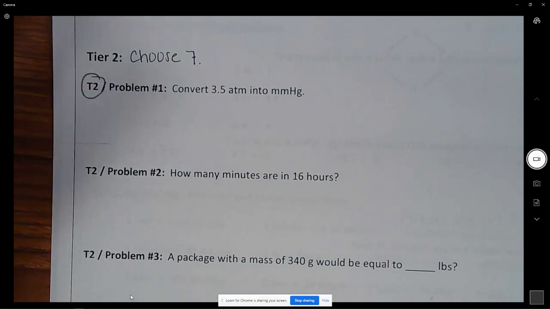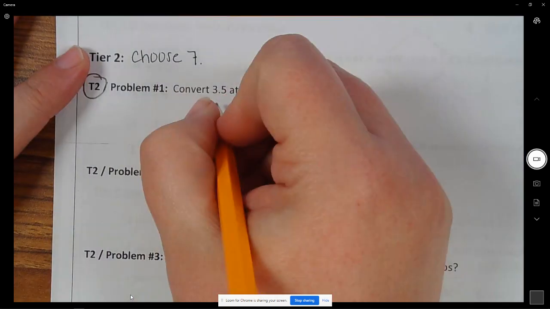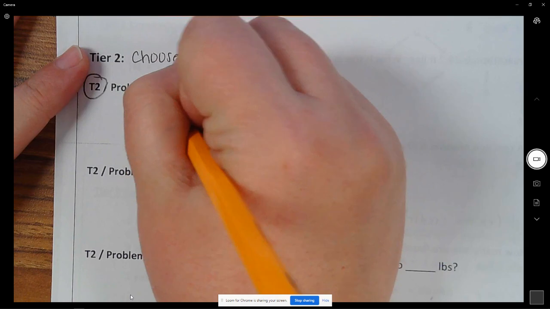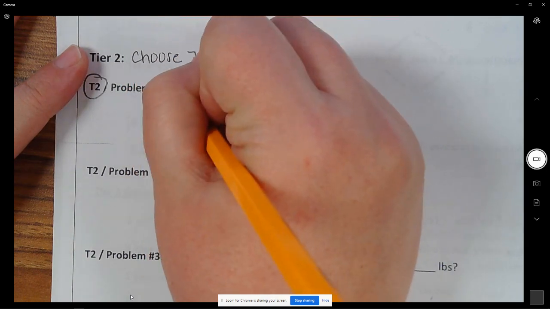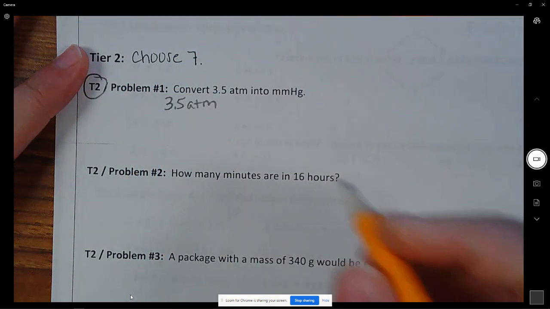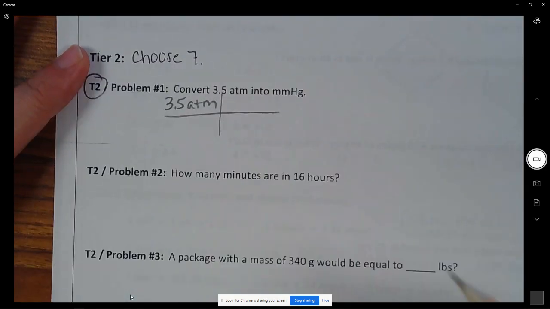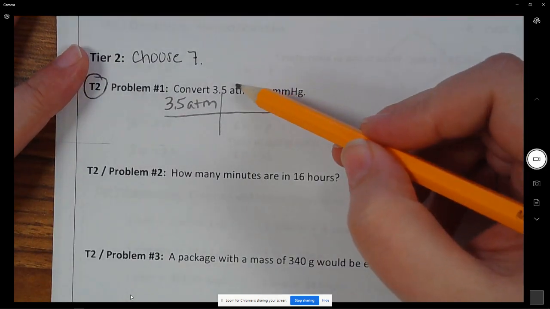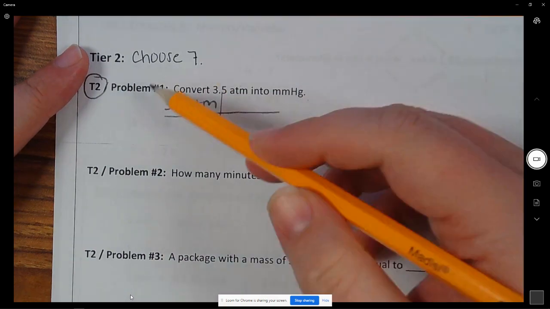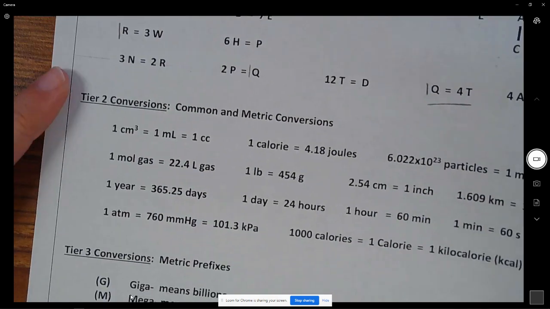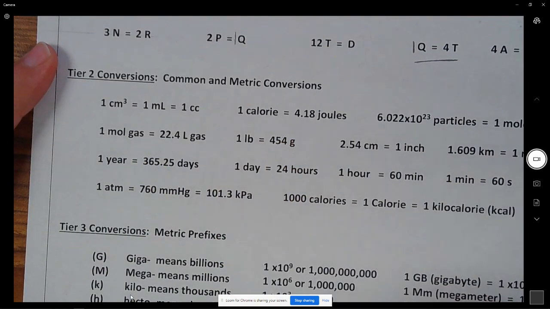So same steps as before. You start by writing down what you're given in the problem. So this one is 3.5 atmospheres. That's what ATM is. You start with one train track. There's one train track. We want to go from atmospheres to millimeters of mercury. So this is tier 2, so we're going to check out our conversion factors in tier 2.